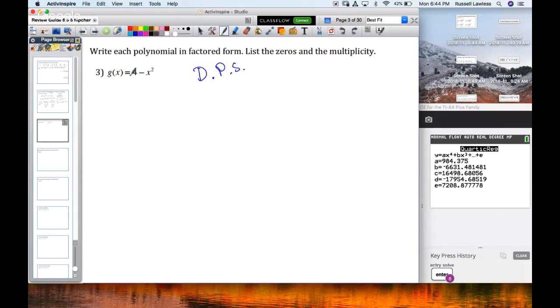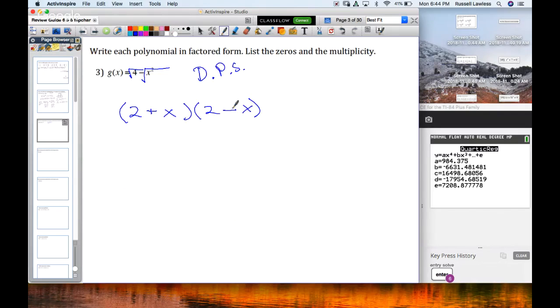Difference of perfect squares means I'm going to take the square root of the first term, which is 2. And when I square root, I'm going to put 2 in both. Then I'm going to take the square root of x squared, and whatever that square root of x squared should give me is x. From there, I'll put a positive in one parentheses and a negative in the other.